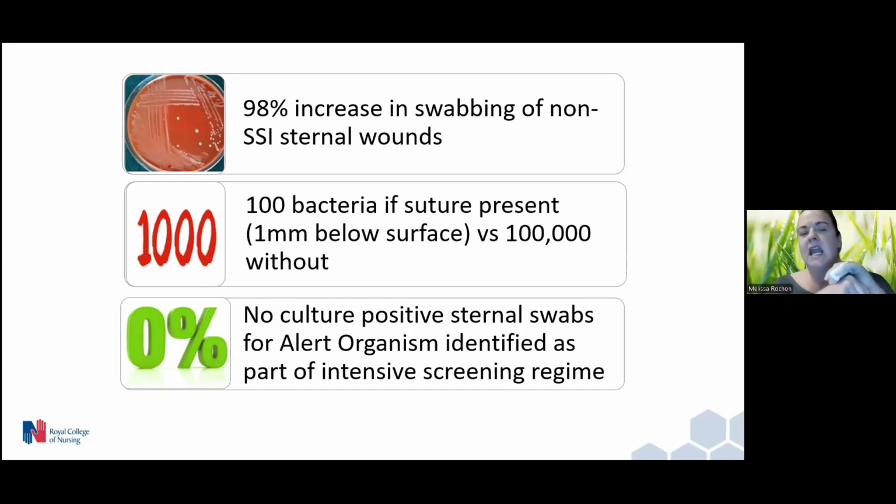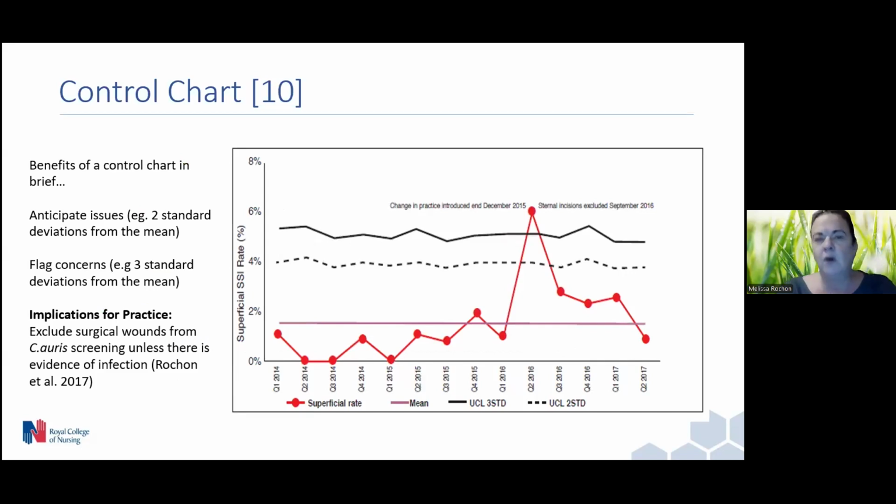And it's important to say that none of these wounds were positive for Candida auris. So we weren't missing any potential sources for this fungal concern. And so we said to them, please, unless there's evidence of infection, exclude surgical wounds from any type of screening regime. And we were able to show, using a control chart, that processes were largely fine until this change of practice that was introduced in December 2015, when we included surgical wounds in the screening regimes.